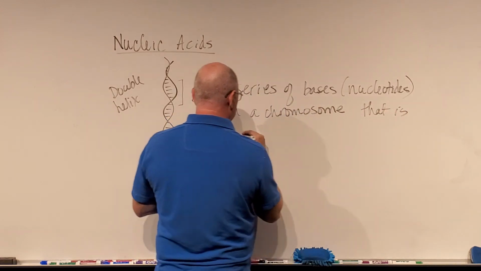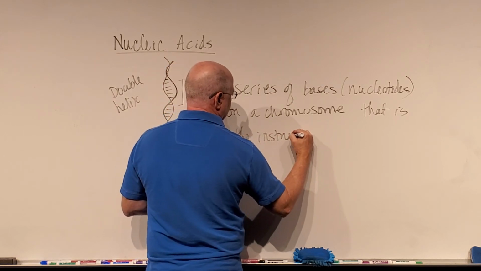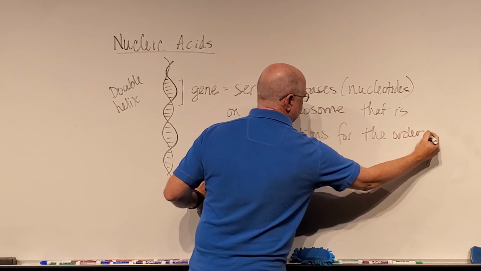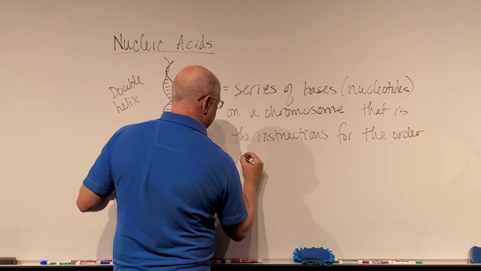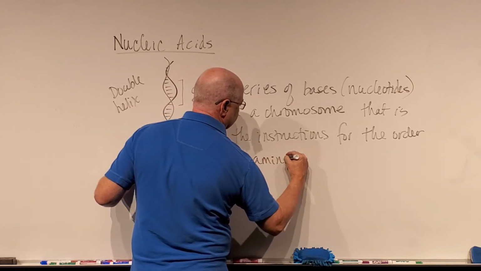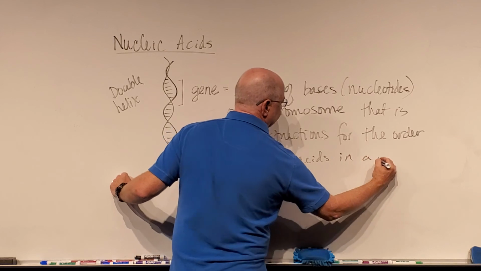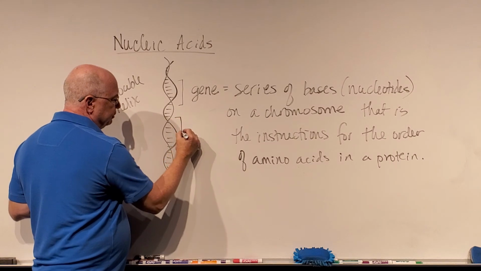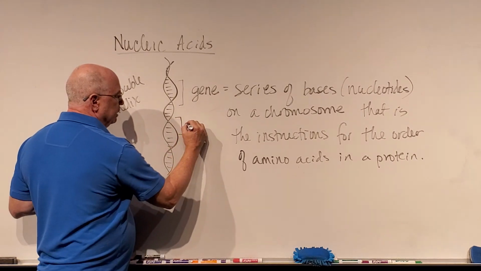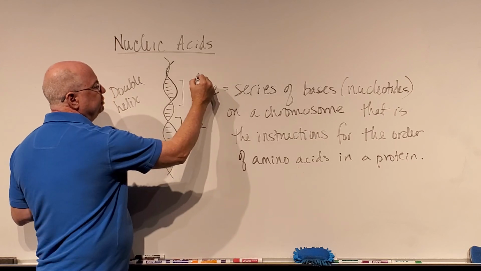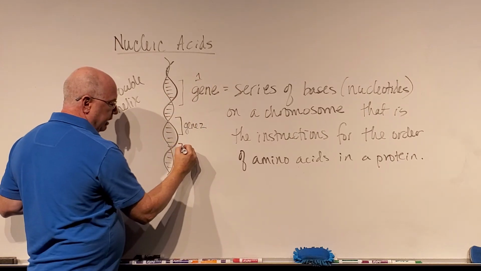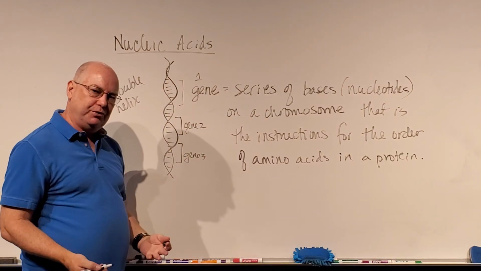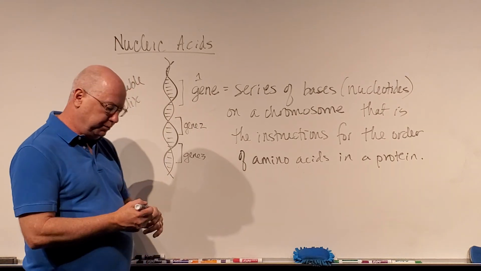That is the instructions for the order of amino acids in a protein. And if I had a separate series of bases here, maybe a smaller one, this would be gene number 2, this might be gene number 1 on my piece of DNA. And I might have a third gene down here, and each gene is the instructions for a separate protein. It tells you how to put the amino acids for those proteins.